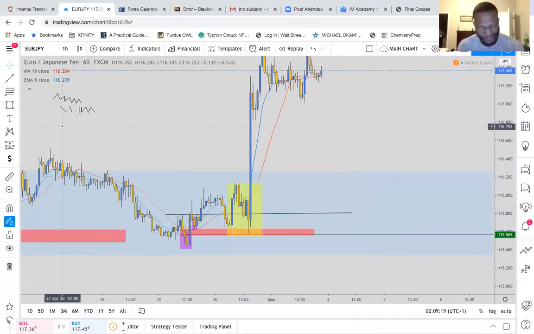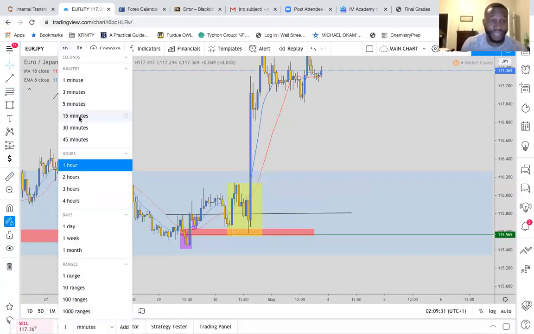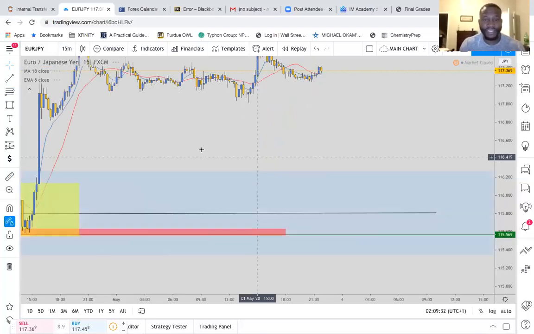Now, from the 1 hour time frame, where am I going to look for a good entry? The 15-minute time frame. Y'all gonna be like, damn, this crazy.